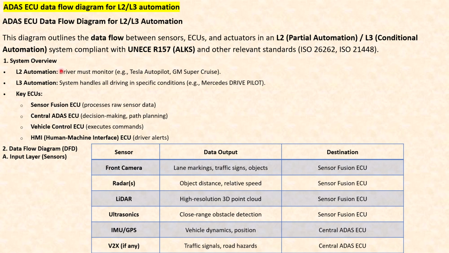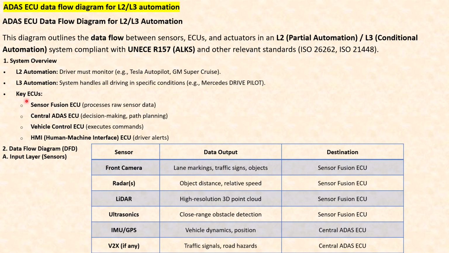Now, to give you a system overview, you already know this, but just to set the context: in L2 automation, the driver must monitor, for example, Tesla Autopilot, GM Super Cruise, etc. And an L3 automation system handles all the driving in specific conditions. In specific conditions, the system handles all the driving. So here the onus is on the ECU or on the computer, for example, Mercedes Drive Pilot.